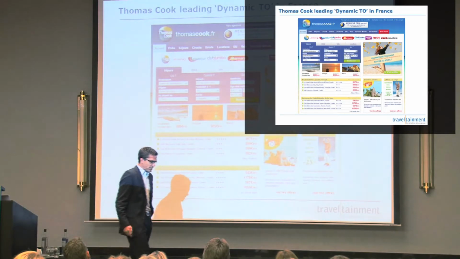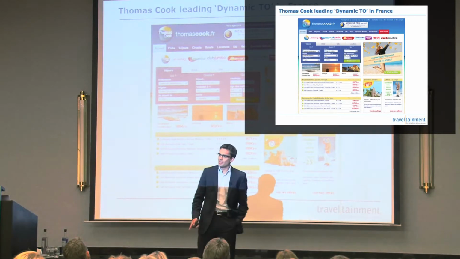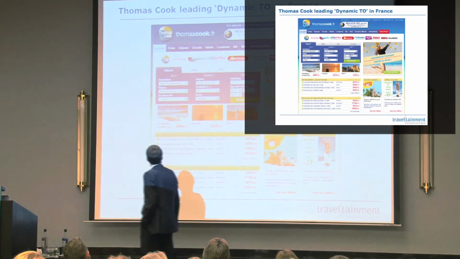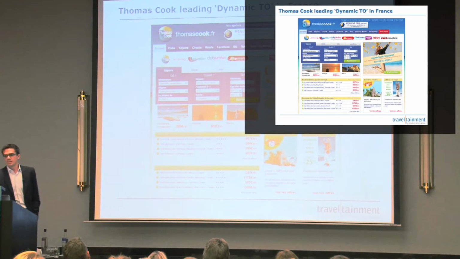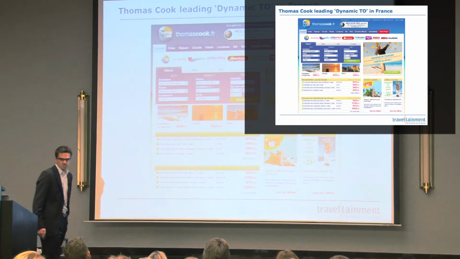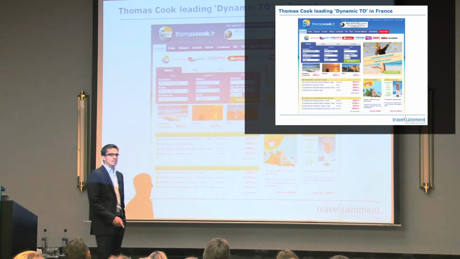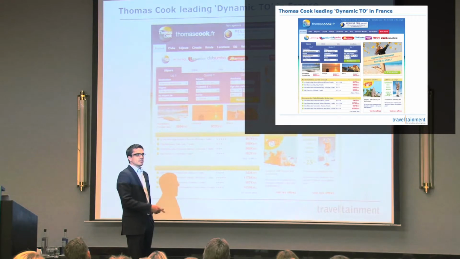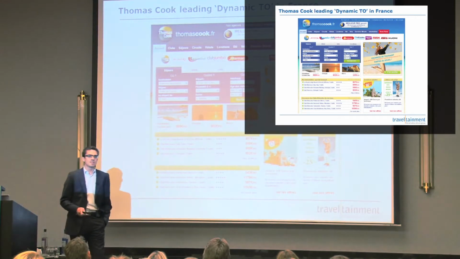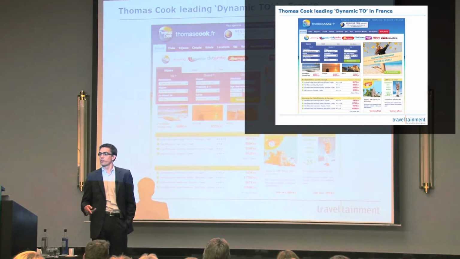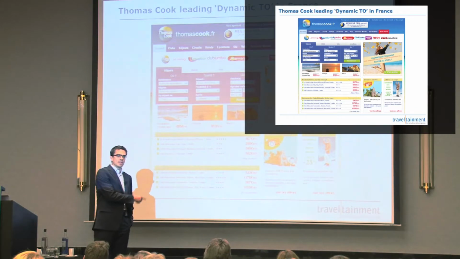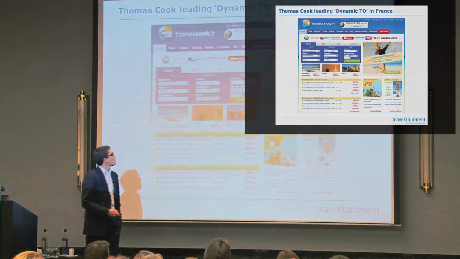Thomas Cook, a leading tour operator brand in France, not only there, also here. Did you know that 50% of their online business is dynamically built? So every second package they sell online is dynamically built behind the scenes. The end consumer doesn't see it because it's listed in one merged display alongside their traditional, pre-packaged packages. But every second package they sell is built dynamically.